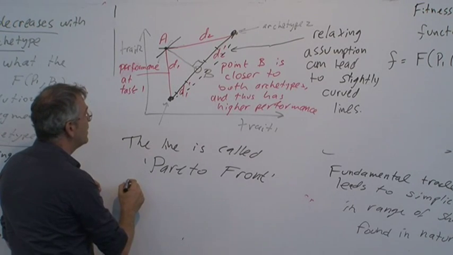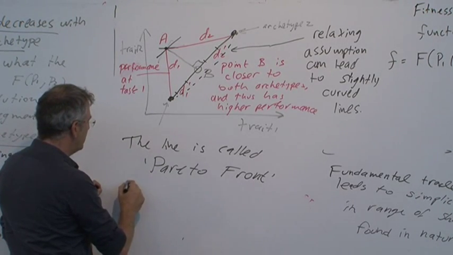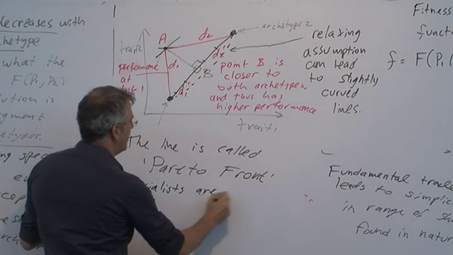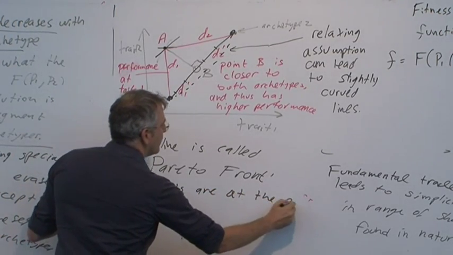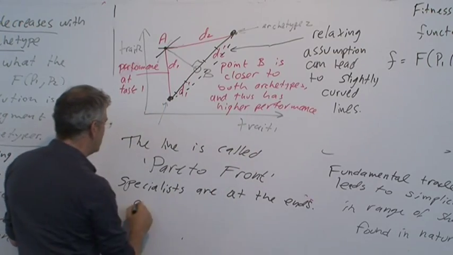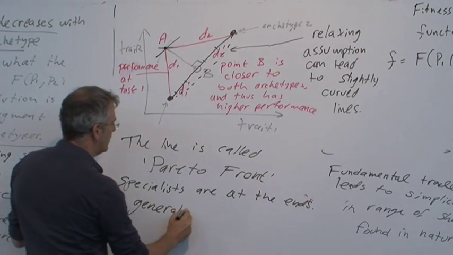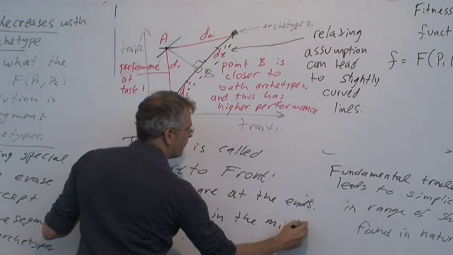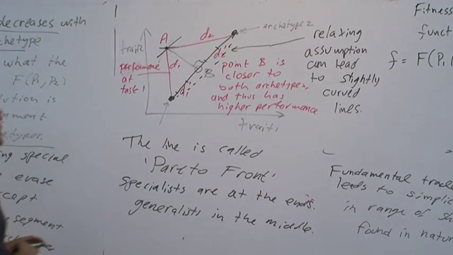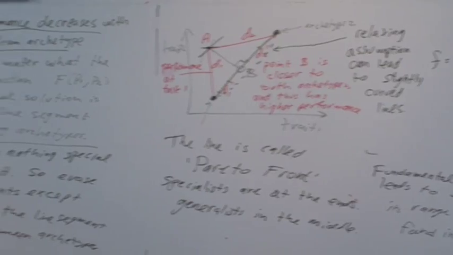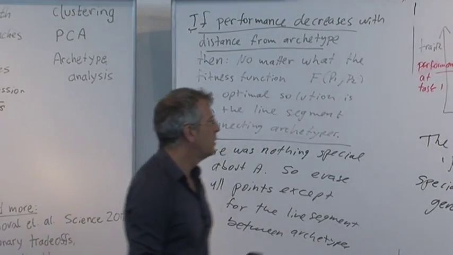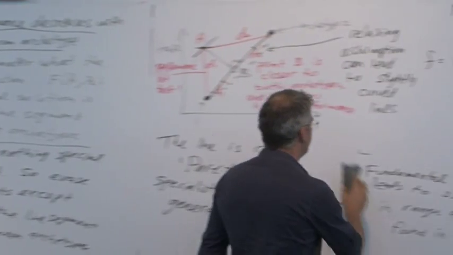Which means that notice that the specialists are at the ends of the line, specialists in one task, and generalists that can do both tasks in the middle. Now let's make it more interesting.